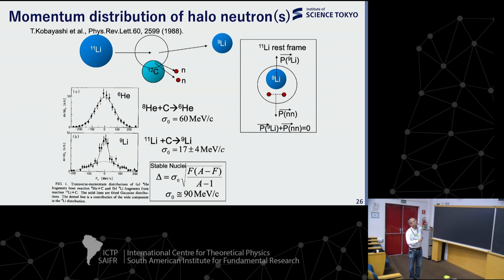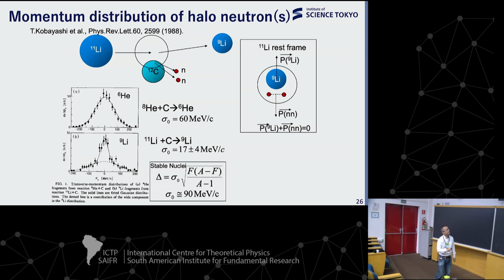Okay, so this is a momentum distribution measurement of neutrons. The first one, this is lithium-11 also. Lithium-11 impinged on carbon-12 in this case. And what they measured is the lithium-9 momentum distribution, okay? If you measure the lithium-9 momentum, this means that you actually measure the momentum of the counterpart, 2 neutrons, right? And especially in this particular measurement, they measured the vertical, perpendicular component of the momentum.